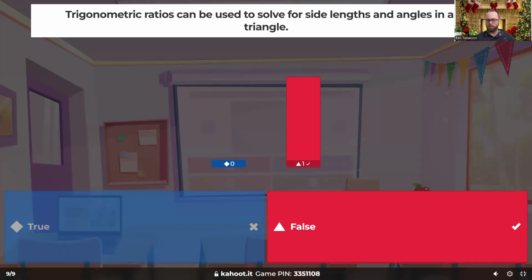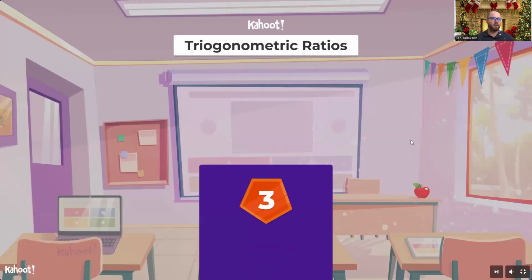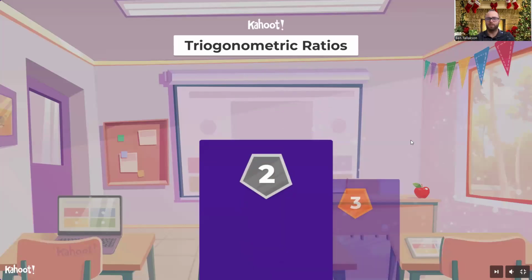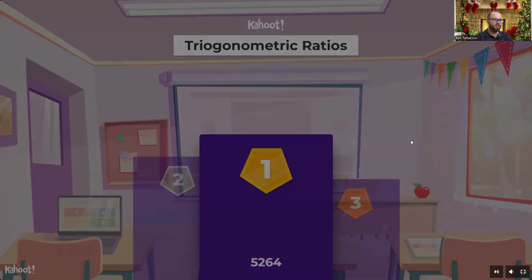Well, we've gone over it. Hopefully you remember that SOHCAHTOA only works with right triangles. It doesn't work with all types of triangles, right? There's isosceles, obtuse, acute. There's lots of different types of triangles, but SOHCAHTOA specifically works with right triangles, not just any. And look at that. I got every question right and ended up in first place against myself. What an accomplishment.